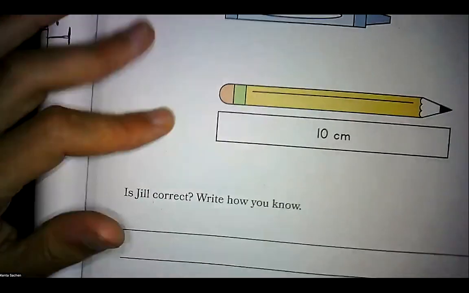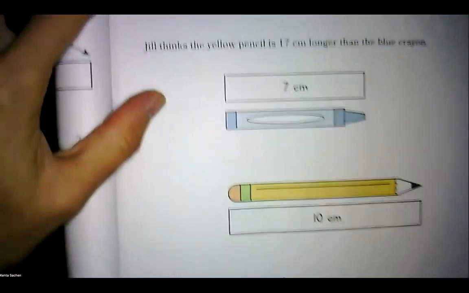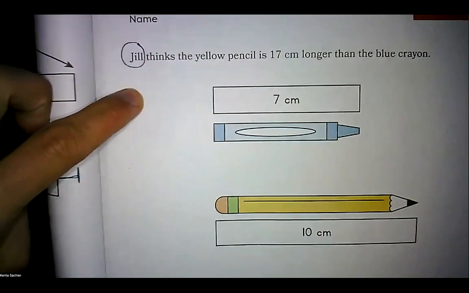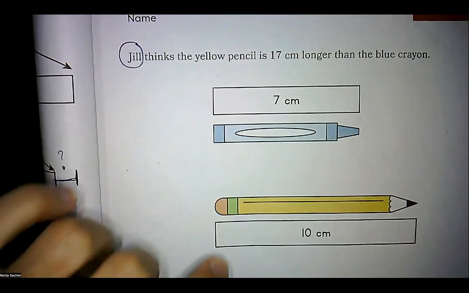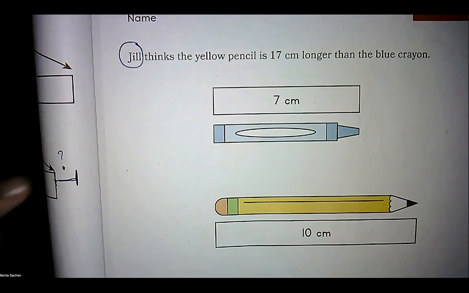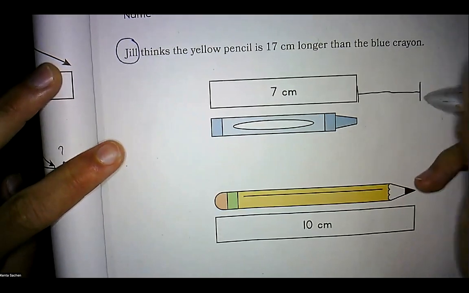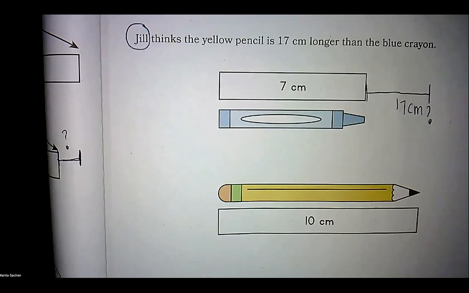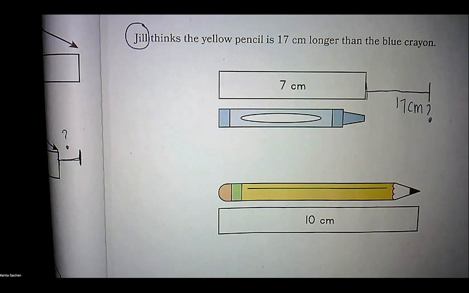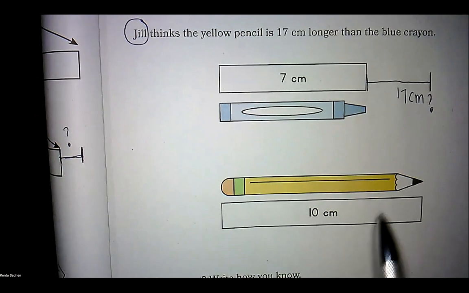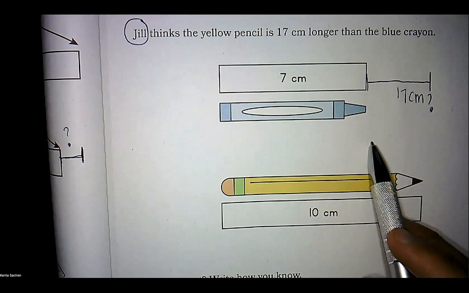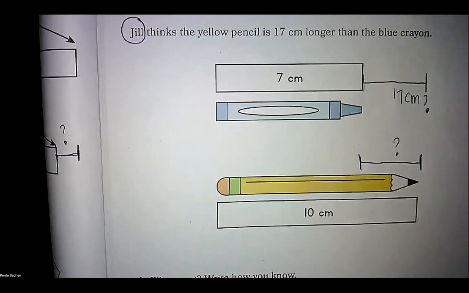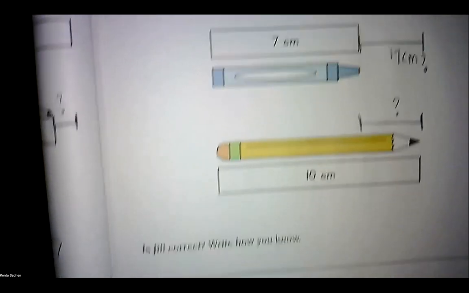Now for our exit ticket today. Okay, we have a crayon and a pencil. Now our friend Jill thinks that the yellow pencil is 17 centimeters longer than the blue crayon. Jill thinks that this is 17 centimeters. Is that correct? I want you to think about, is she correct in saying that? In order to find that, you might need to find the difference between the pencil and the crayon. What is it actually? How many centimeters different is this?